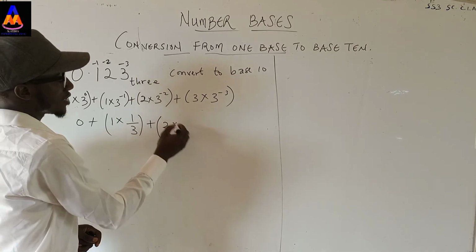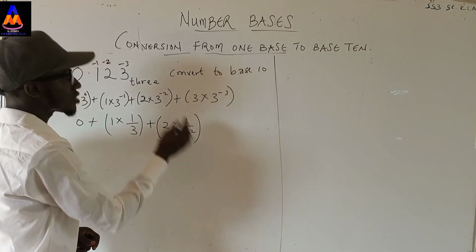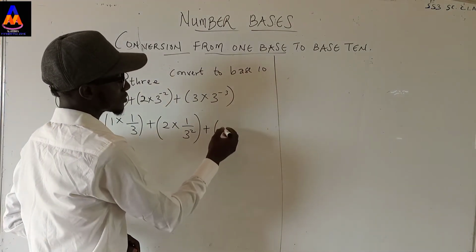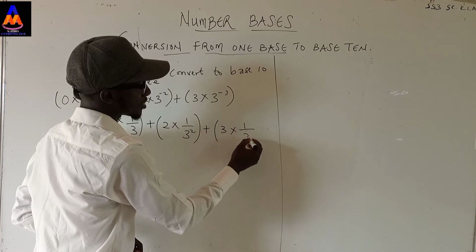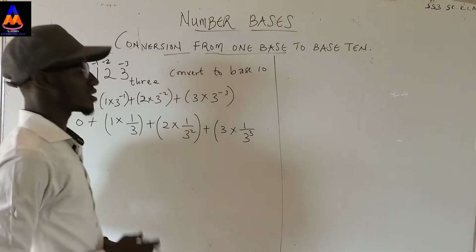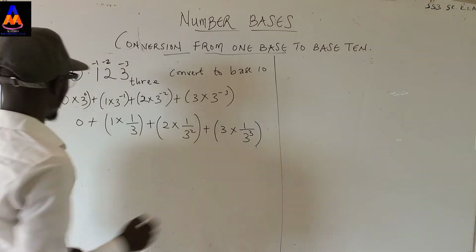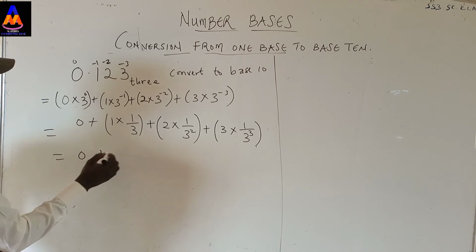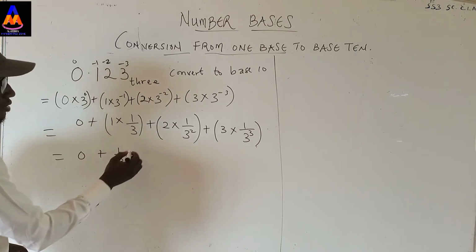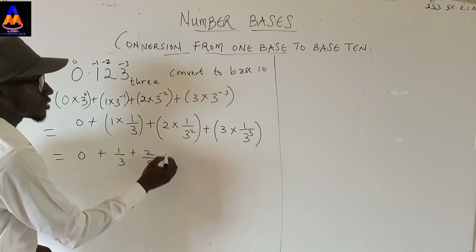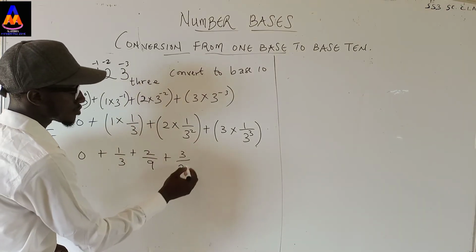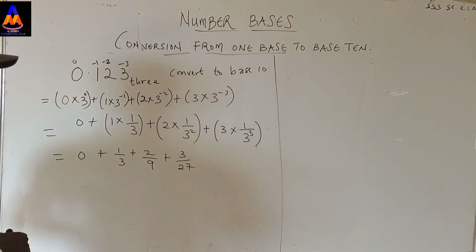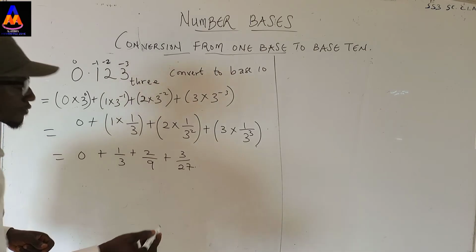Plus 2 times 1/3 raised to power 2. This 2 is coming from the explanation given by indices. Then plus 3 times 1/3 raised to power what? 3. Also from the explanation of indices. Bracket it. Don't forget, I told you of your equal to. So this is going to be 0 plus 1/3 plus 2/9 plus 3/27.